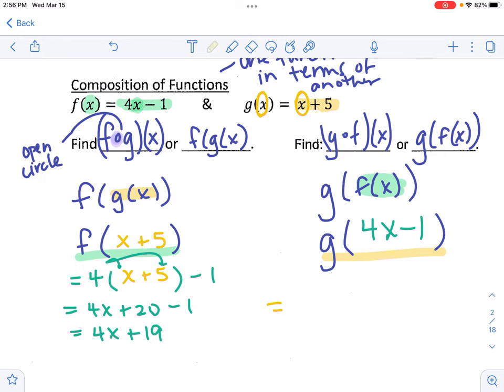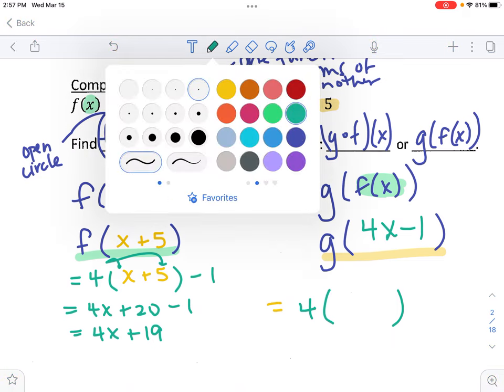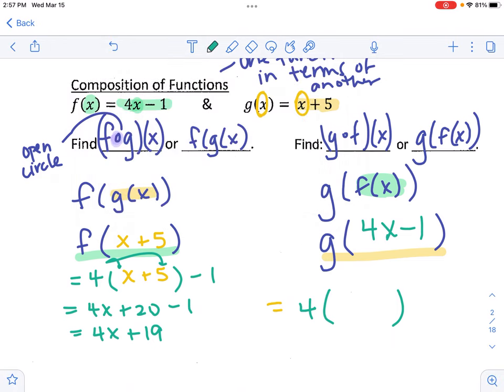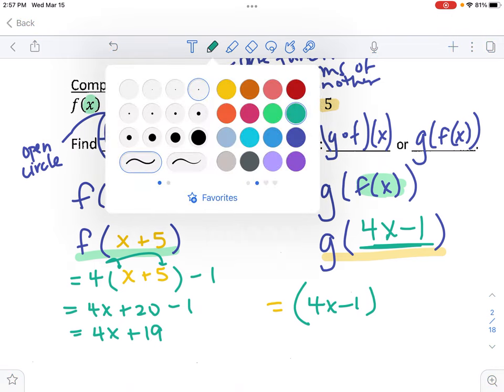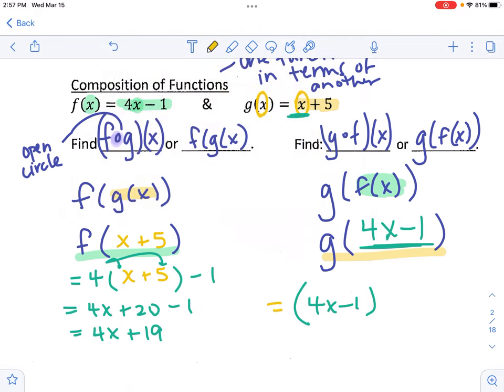So, replacing it, hanging out front, I have a 4. But instead of writing x, I'm going to write this whole expression, 4x minus 1. So that's instead of plain old x, I'm writing 4x minus 1 because that is my new x. And at the end, I'm adding 5. Combine some like terms, and we have 4x plus 4. So that's the end here.